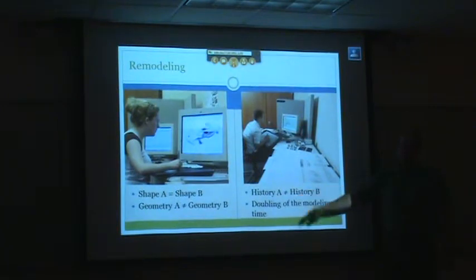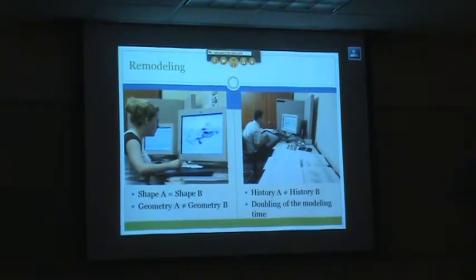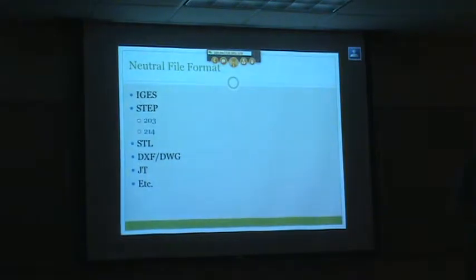The history is guaranteed not to be the same. It would be impossible to try and keep that information the same. And the biggest problem is if it took you 10 hours to model it the first time, more than likely it's going to take somebody 10 hours to model it the second time. Okay? So enough said about remodeling.